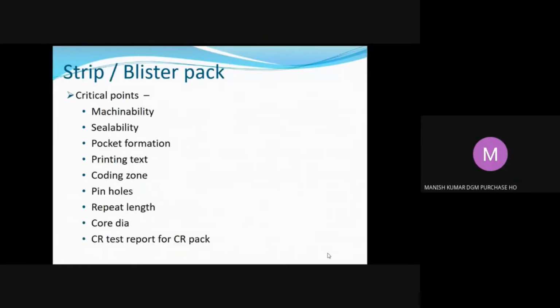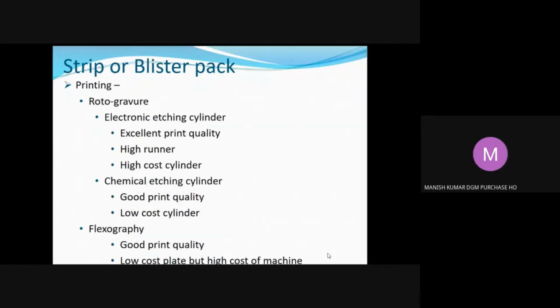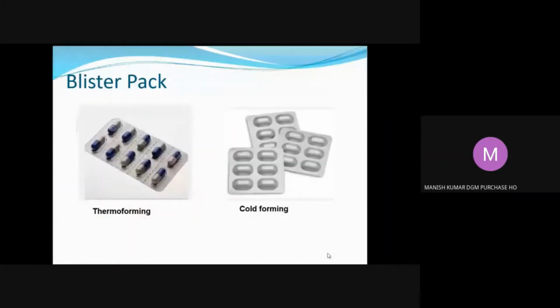So these are the critical points when you are developing strip and blister pack. Whenever you are developing, you should check the machinability. You should check the sealability, if the pack is properly sealed or not. The pocket formation. Pocket formation means you can see the forming, or thermoforming and cold forming. Is it formed properly or not?